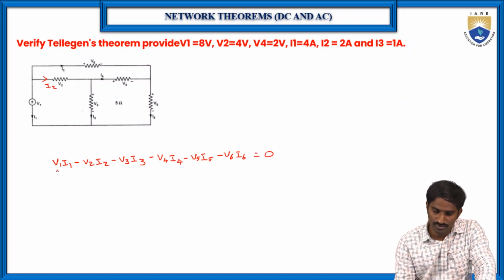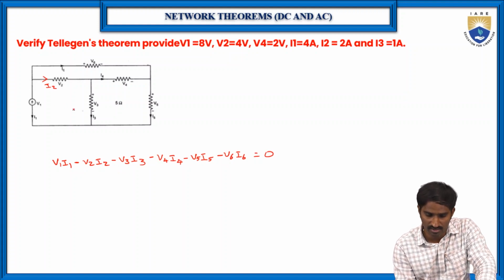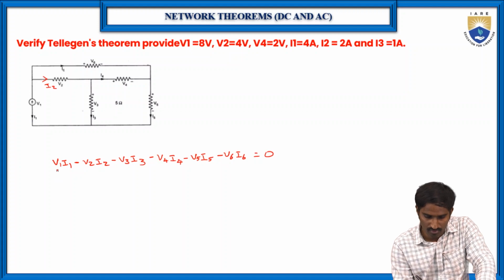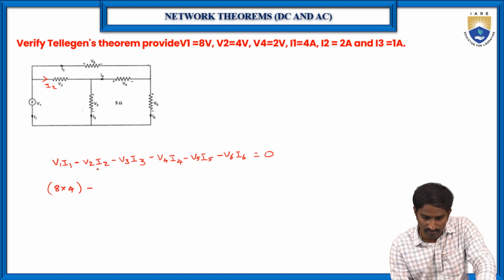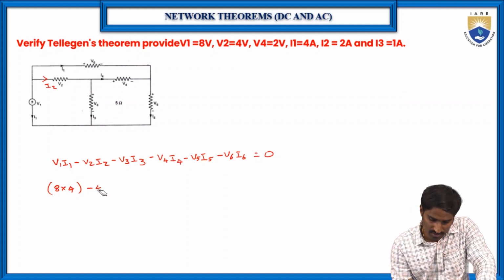Then if you substitute all the values here, but in the given problem they have missed some values, so that's why it is very difficult to find. What are the values they have given? I1 they have given, and V1 also. So let us write here 8 into 4, I1 is 4 amperes, minus V2 I2. What is V2 here? The value of V2 is 4, and the value of I2 is 2. So 4 into 2, let me write here.